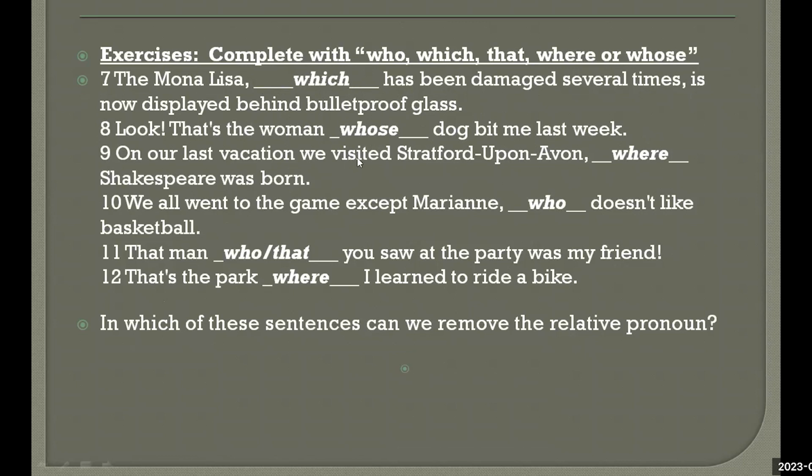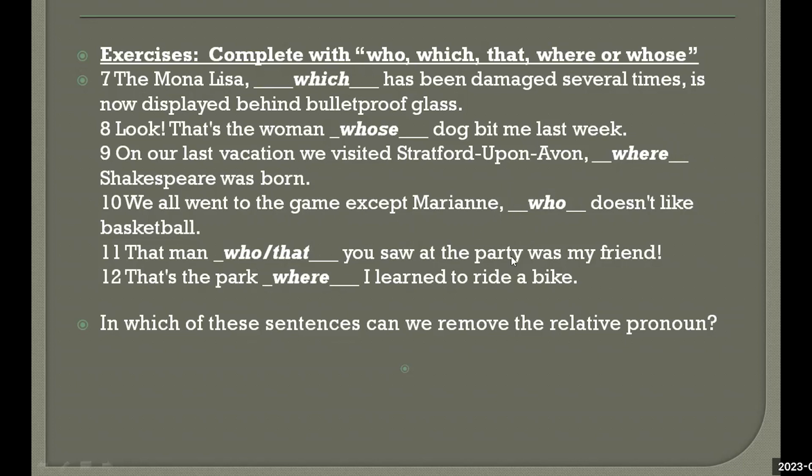On our last vacation, we visited Stratford upon Avon, where Shakespeare was born. That's a place, so we say where. We all went to the game except Marianne, who doesn't like basketball. Who? Can you use that here? You can't. Why? Because this is a non-defining relative clause. That's why there is a comma here.